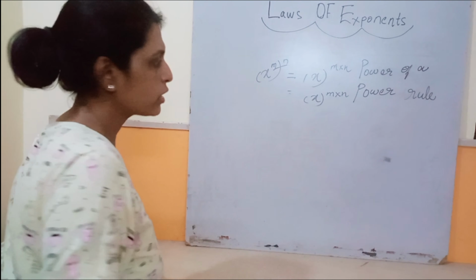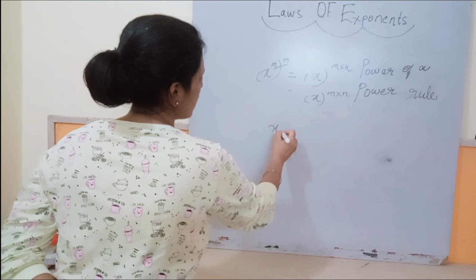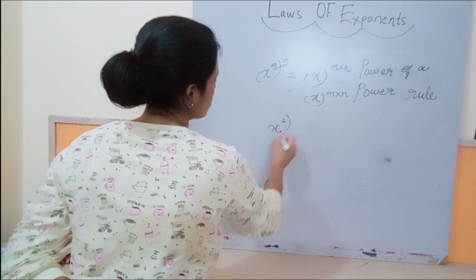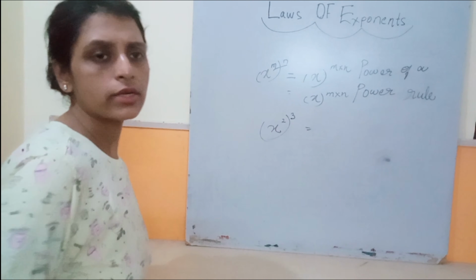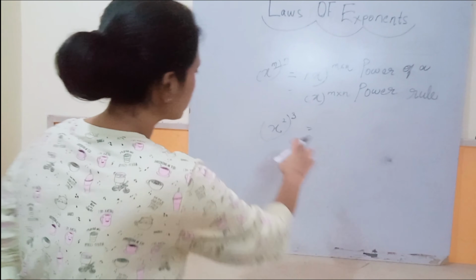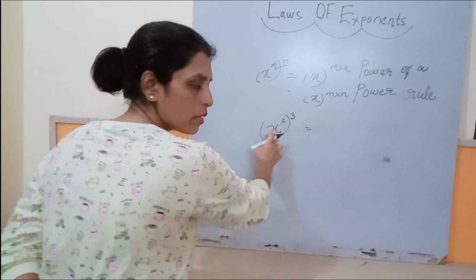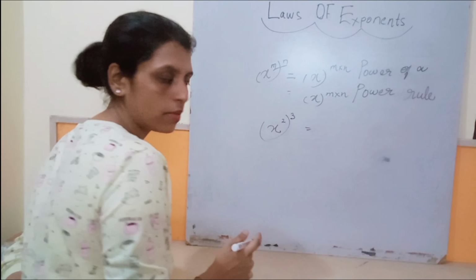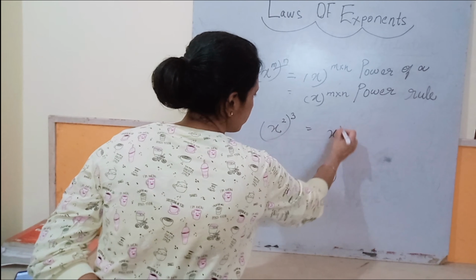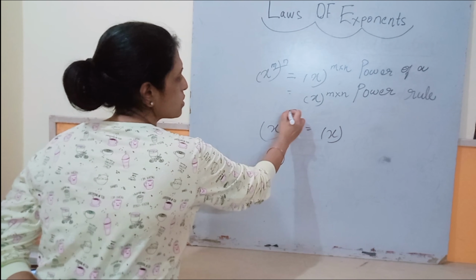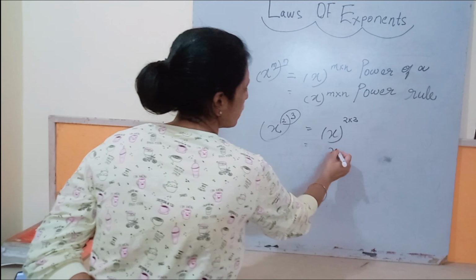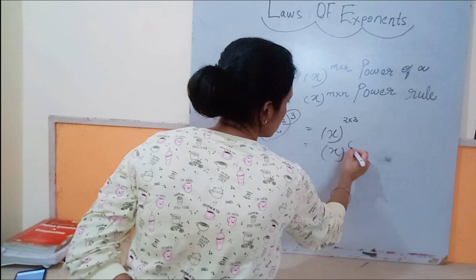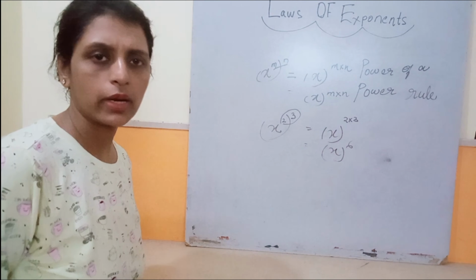Okay? For example, I am taking x to the power 2 to the whole power 3. It means 2 is also the power of x and 3 is also the power of x. So what we are going to do? These 2 powers will get multiplied and will become 2 into 3. X to the power 6 it will become. Okay?